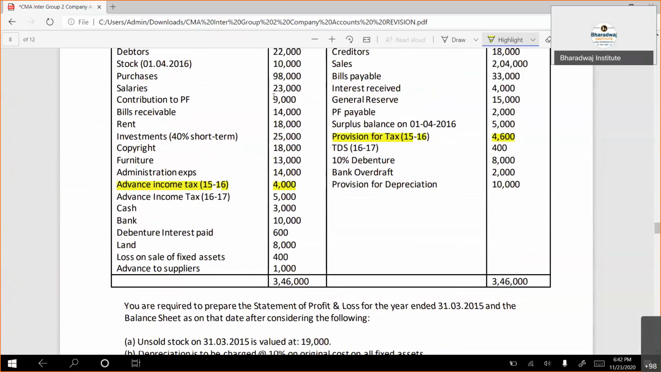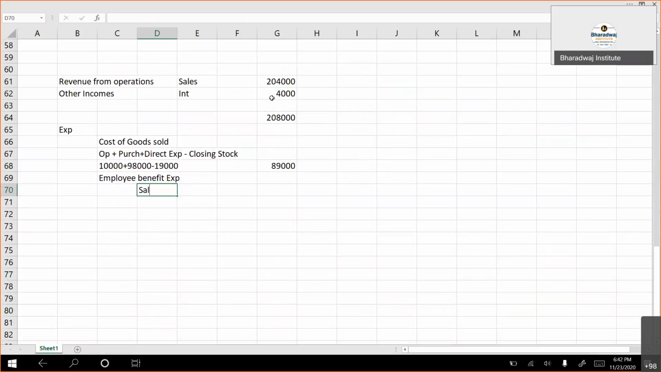Salary 23,000, contribution to PF. In paper and examination, you must do this as a working note. In online examination, we are not going to do this working note on the screen, so you can do like this: salary and PF contribution. How much? 9,000. Totally 32,000. No other thing. No outstanding salary, no allowance, no perquisite, no other thing.